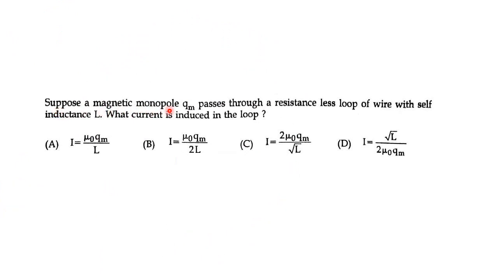Suppose a magnetic monopole passes through a resistanceless loop of wire with a self-inductance L. What is the induced current in the loop? In general, in the universe there is no magnetic monopole naturally. But if it were there, what would be the current induced in the coil? We are going to work that out now.